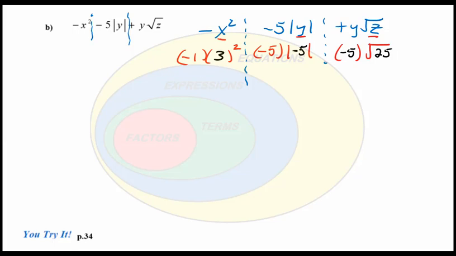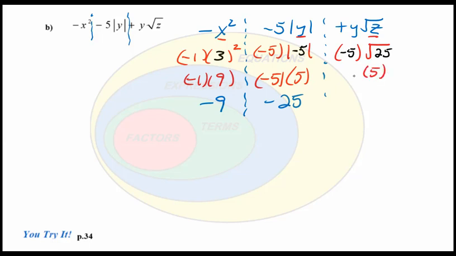Here again, we have negative 1 times 9, which is a term value of negative 9. The middle term, I have to evaluate the absolute value of negative 5, and that's a factor of 5, and then multiply by negative 5. So this term value is negative 25. And the last term, the square root of 25, is a factor of 5, so I'm going to multiply that by negative 5. So this term value is also negative 25.